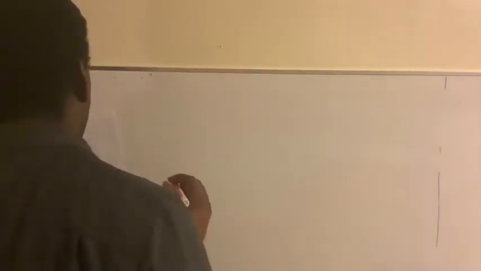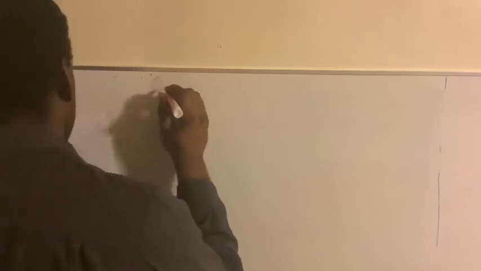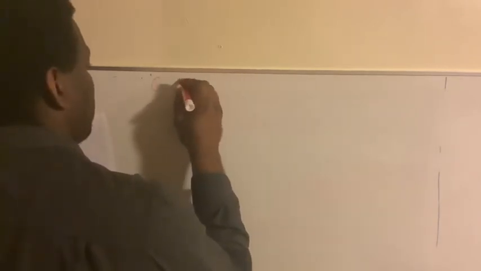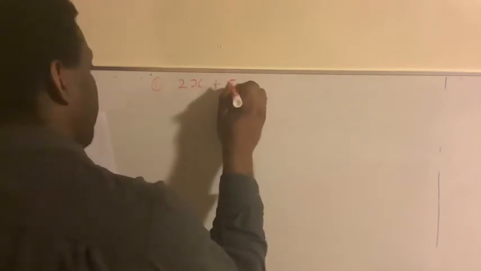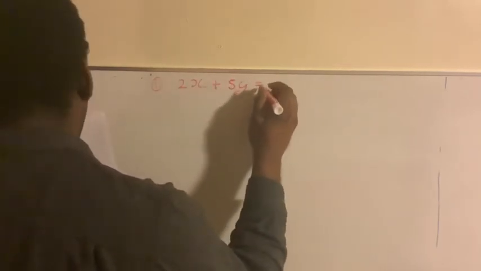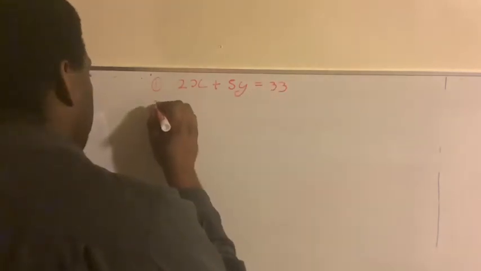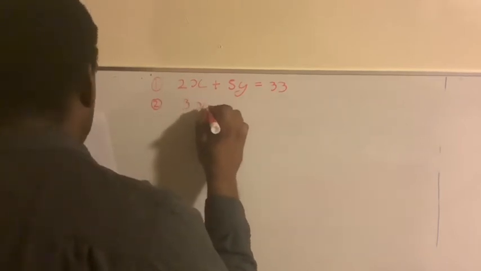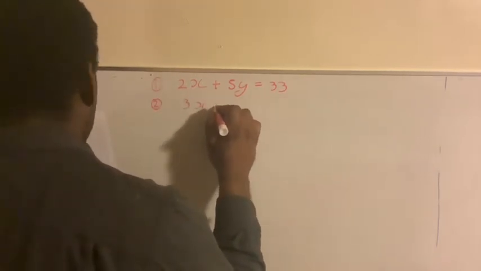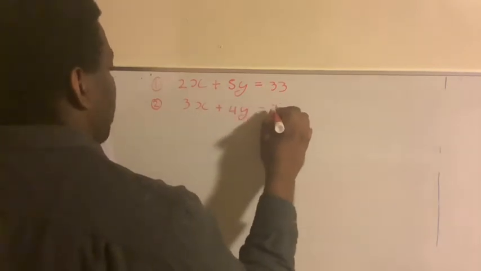Type 3 equations. So, equation 1, you have 2x plus 5y is equal to 33. Equation 2, 3x plus 4y is equal to 32.